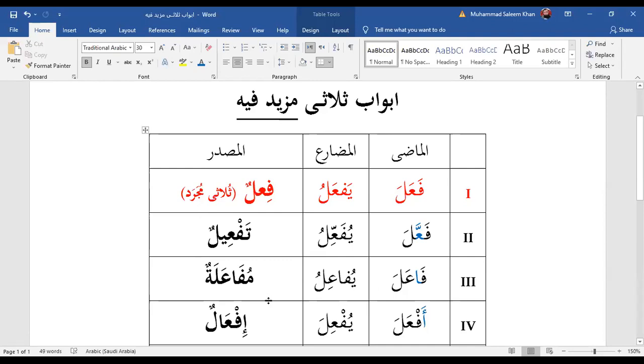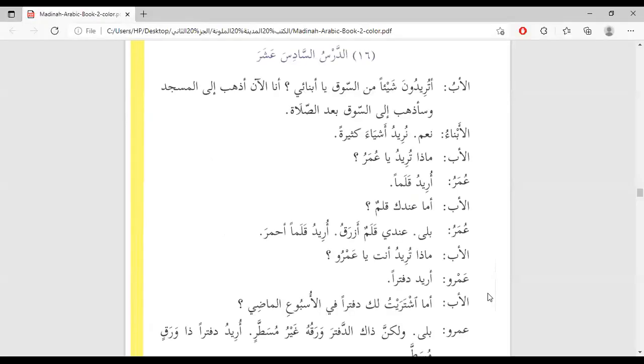In this pattern, which verb do we have in the lesson? Do you remember? Which verb do we have in the lesson on this group, on this version? I want. Yalla, try. أريد. Yes. أراد. Arada yuridu. أراد يريد. Arada yuridu. And the masdar is iradatan.